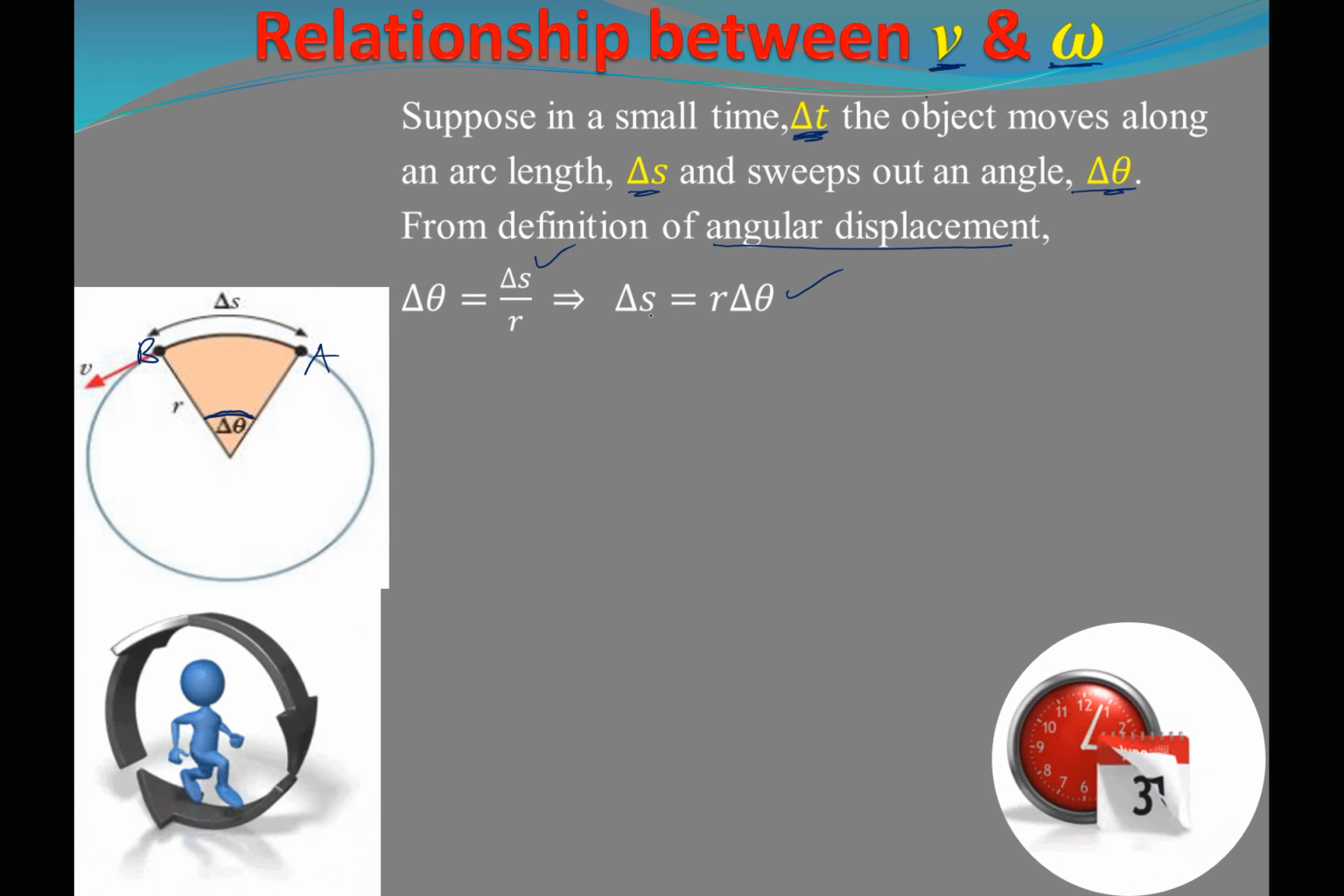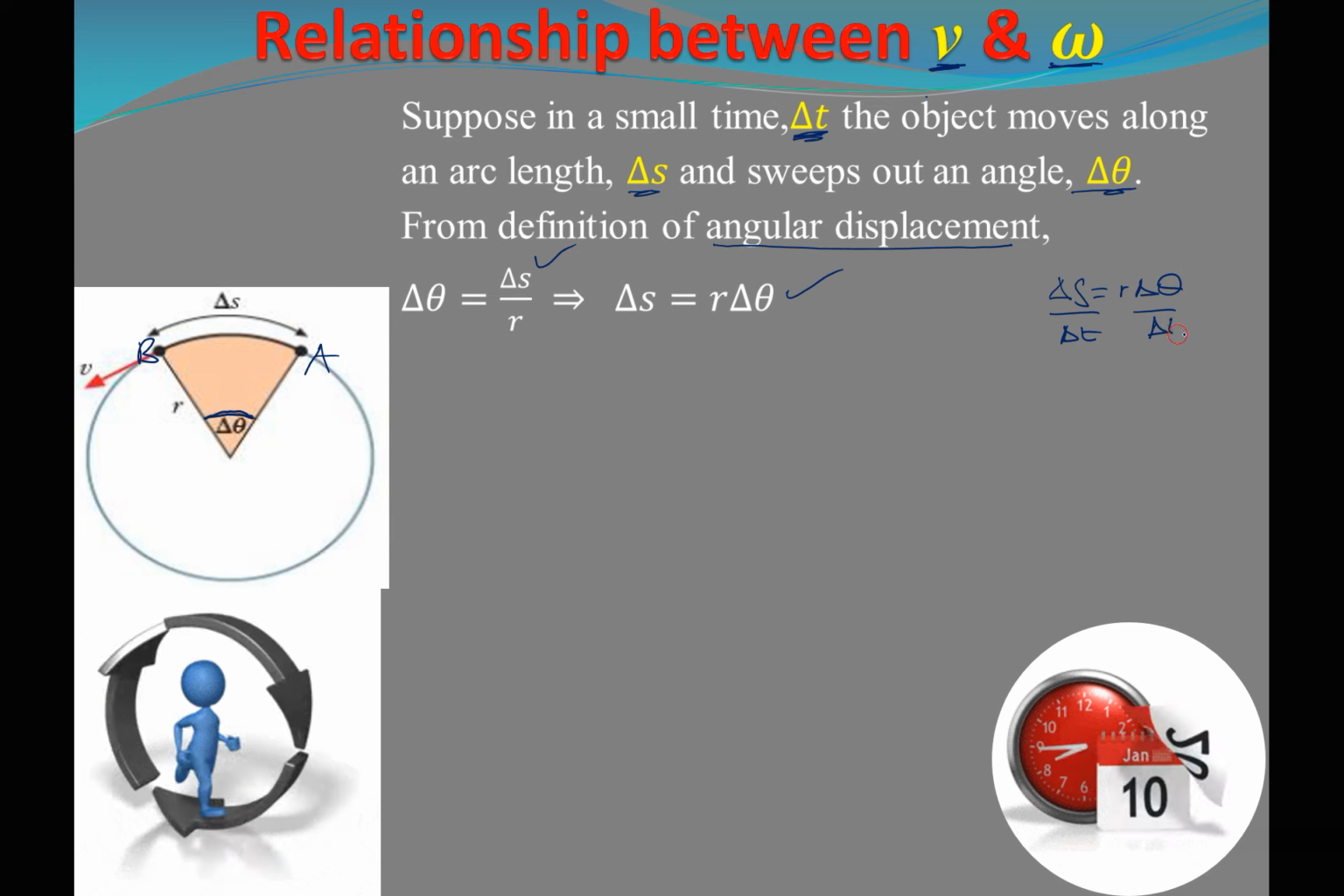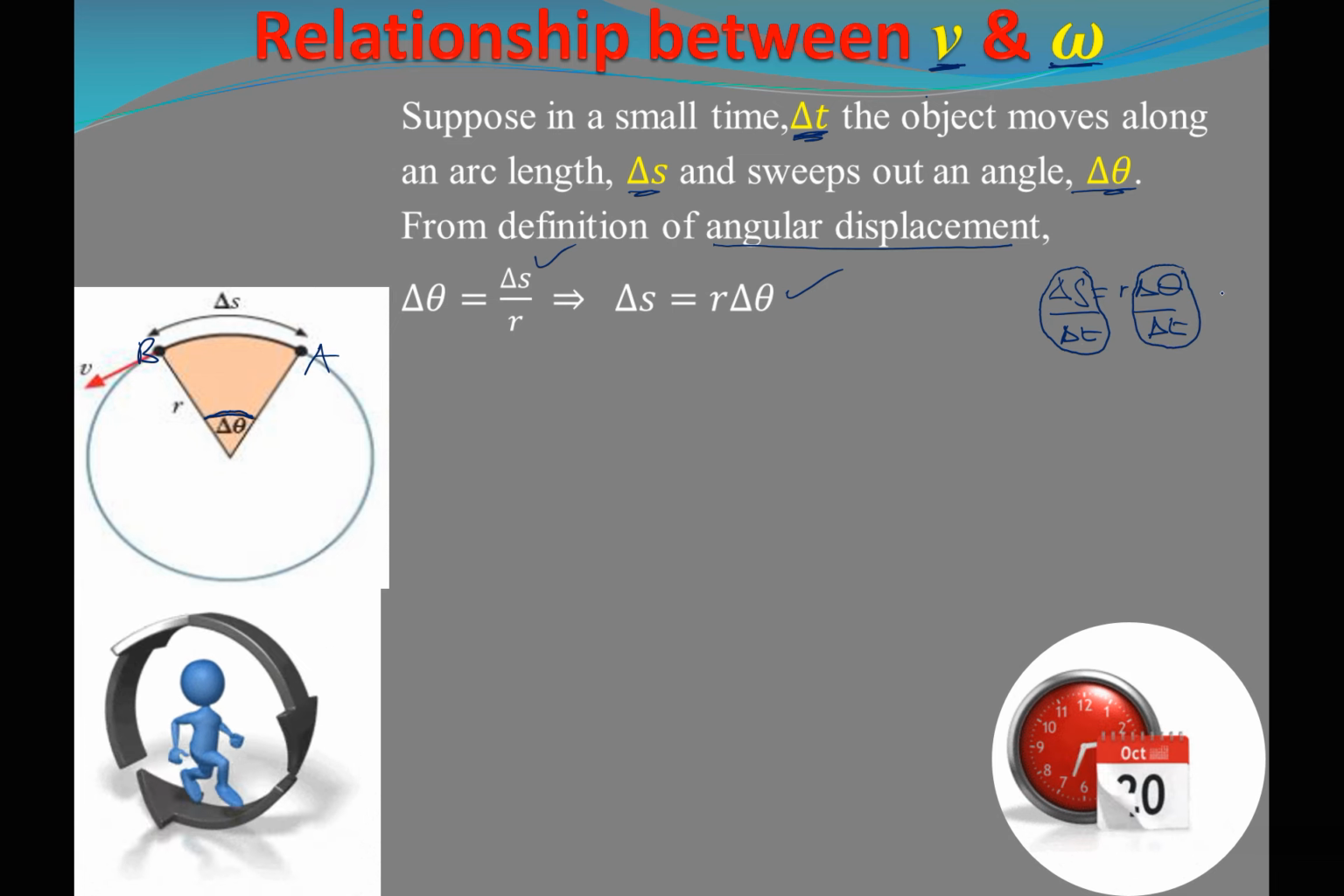Then we divide both sides by the time. So delta s equals r delta theta. When I divide both sides by delta t, I have not actually changed anything. This will be the curvilinear speed, distance divided by time. Then this is the angular displacement divided by time, which we have defined as the angular velocity. So the relationship is simply going to be v equals r times omega.